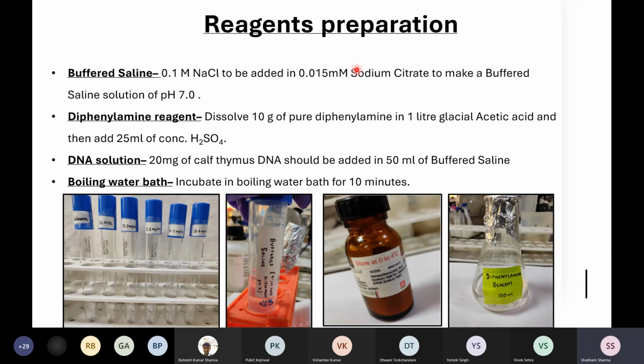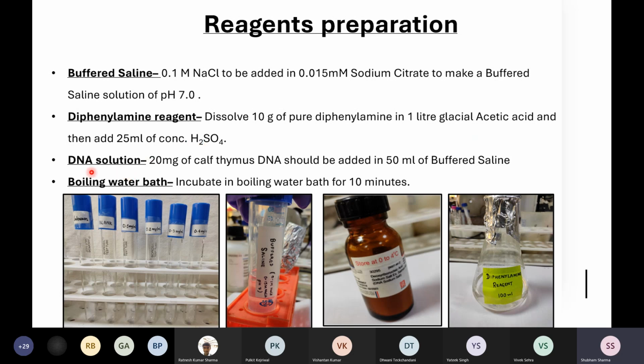Talking about the reagent preparation, we have to prepare 3 reagents. First is buffered saline that requires 0.1 molar NaCl in 0.015 molar sodium citrate, and we have to adjust its pH to 7. Now, the second reagent is diphenylamine reagent. So what we do is we take 10 gram of pure diphenylamine in 1 liter glacial acetic acid, in addition to concentrated H2SO4, right?